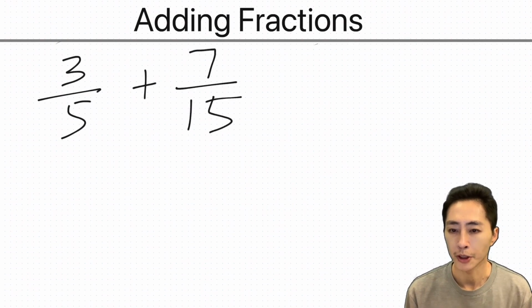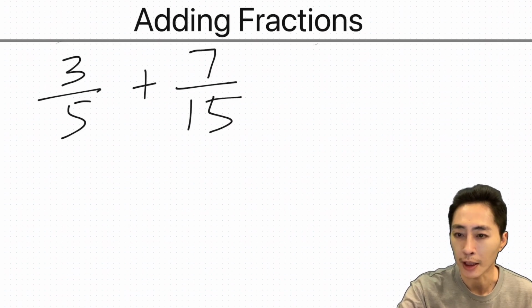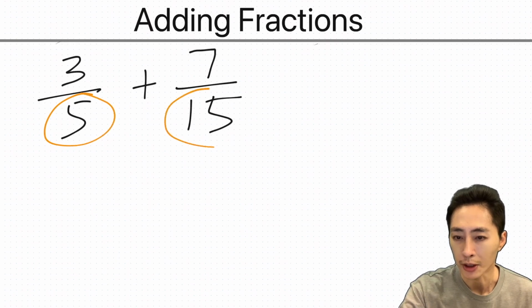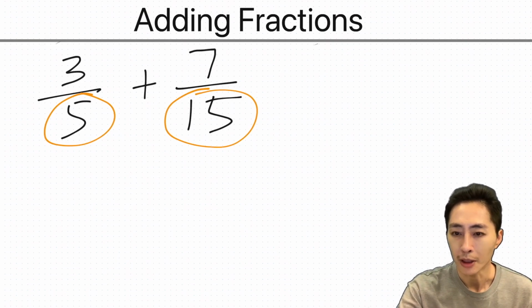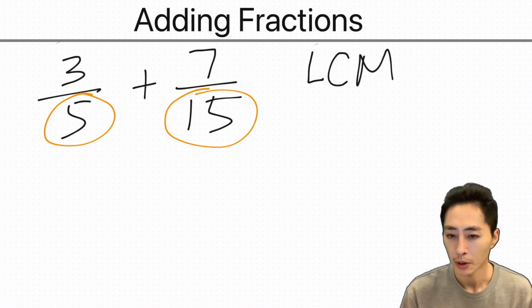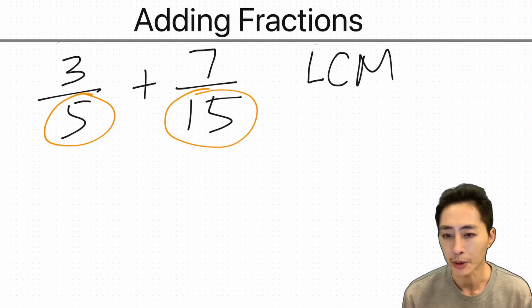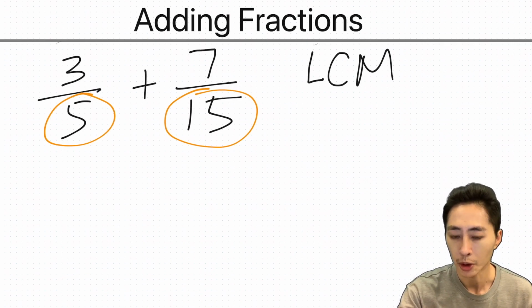Okay, so for something like this, 3 over 5 plus 7 over 15, the first thing that we notice is that the denominators are different in this example. So how do we make them the same? Well, we need to find the least common multiple, or abbreviated LCM. The goal here is to have a common denominator. And in order for us to find the least common multiple, we need to list out the multiples.